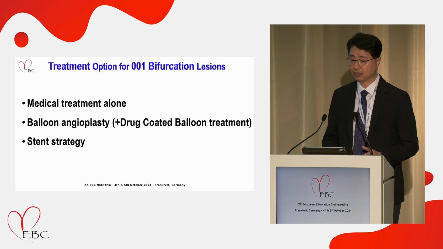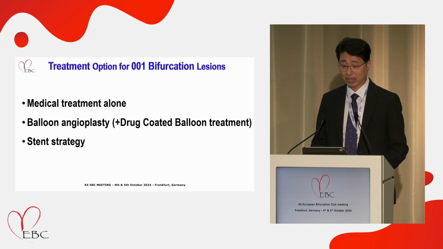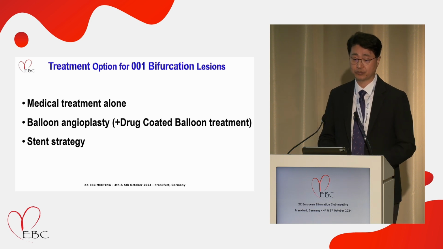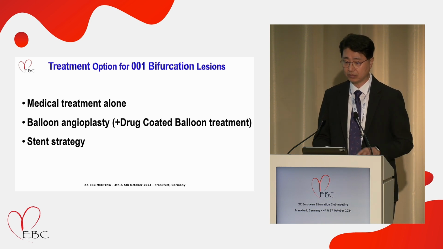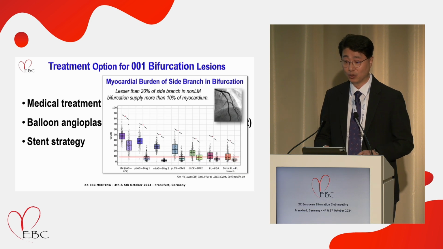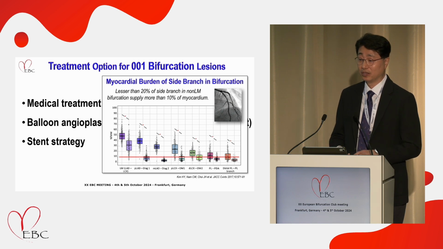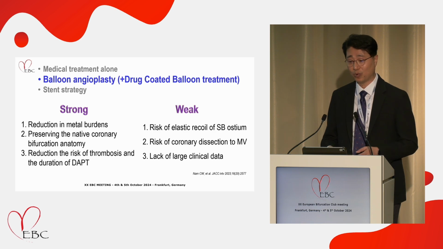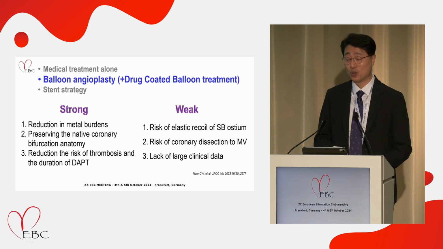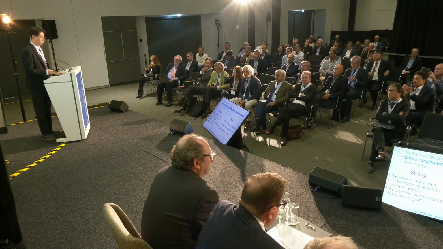And when you talk about the treatment options, there are three ways: medical approach, balloon angioplasty, and stent strategy. I already mentioned the stent strategy, whether one stent or two stent, has a higher event rate and no difference. But I want to emphasize medical treatment, because we already know that a side branch myocardial burden of less than 10% has a lesser chance of events. So generally, we can approach with medical therapy. And we know that DCB is another good option. But still, there are strong points and weak points. The most important weak point is that we don't have large clinical data about DCB use in 001 lesions. So we have to wait for the results.